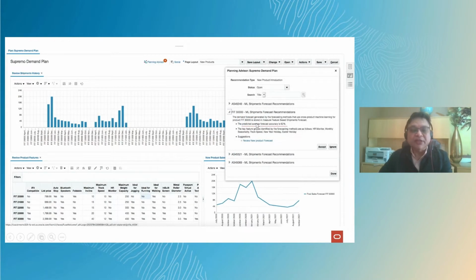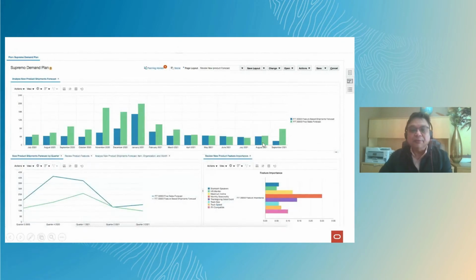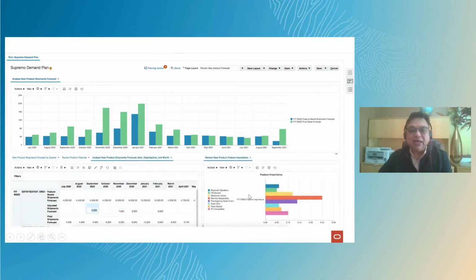It calculates a new product based on all the location and product features, predicts the forecast accuracy, and shows what the key attributes are that are important. It reviews the new product forecast and suggests not just the new forecast, but a different ramp profile than what sales were hoping for. It also suggests that while some of the higher end features, Bluetooth speakers, HR monitors, are important, seasonality continues to play the highest role, and accordingly the launch date and the profile are adjusted. So at this point in time, planners can either change that or just accept the recommendation as is.